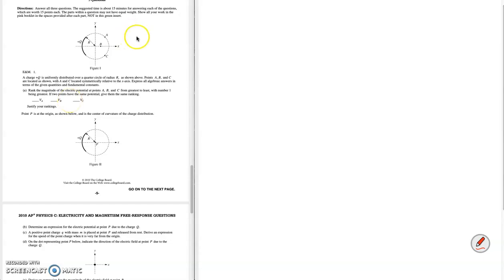2010 E&M number 1. They have given us an arc of charge. I think we did something very similar to this in the notes, except I think my example problem had a full semicircle. We might have done a quarter circle at some point, but here is a circle of arbitrary angle through which it turns. So it's distributed over, oh, they do tell us a quarter circle. That helps.